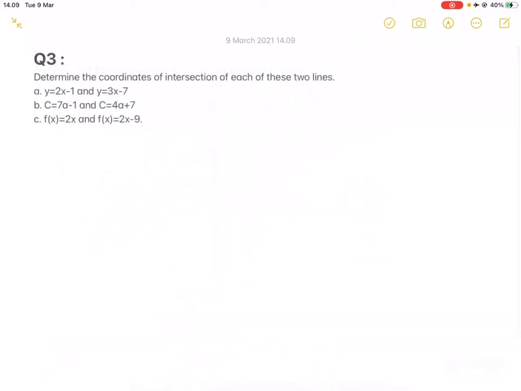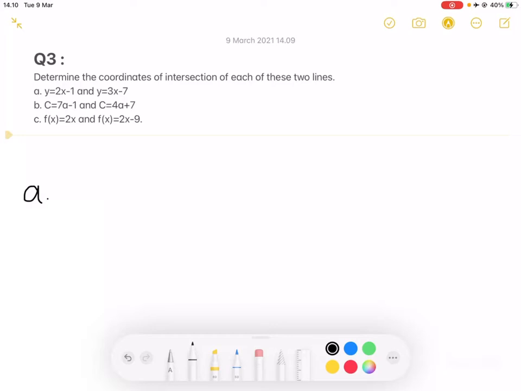For question 3, we need to determine the coordinates of intersection of each of these pairs of lines. So we're given two lines each, and we're supposed to give the coordinates of intersection. Well, this is pretty simple because we can just set both of these functions equal to each other. So for part a, it will be 2x minus 1 equals 3x minus 7. And from here, we can just solve this in terms of x to get x is equal to 6.